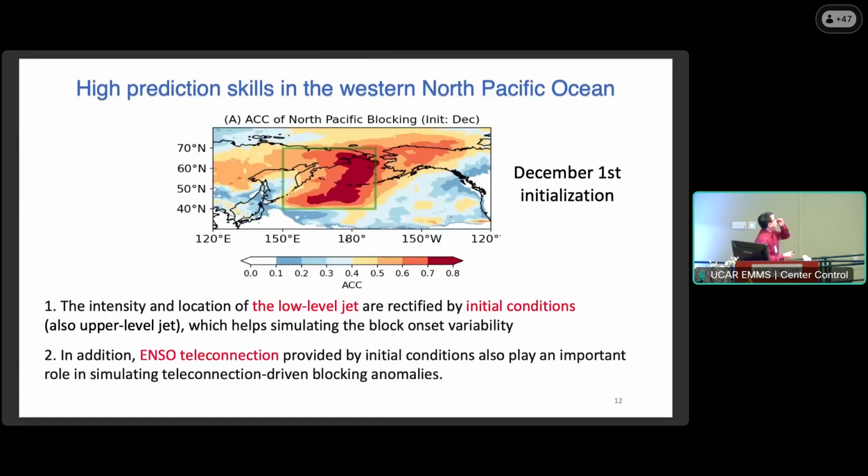So going back to the high prediction skills found in the Western North Pacific Ocean when there is no lead months, it is natural to ask why this region has such high skills. And there are two main reasons we suggest.